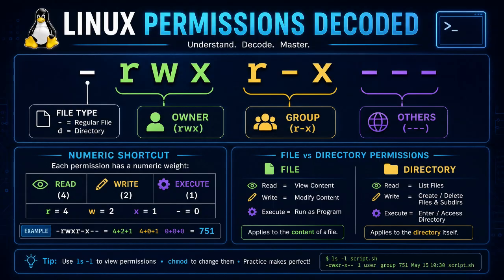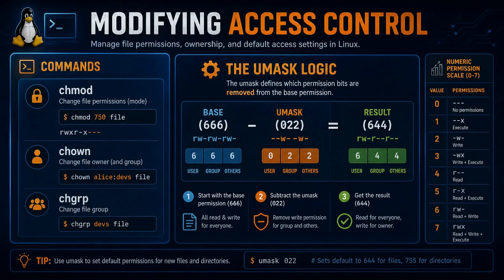Add up whichever letters are present in each of the three groups, owner, group, other, and you get 1 digit per group. 3 digits total, and that's the number you hand to chmod. On screen, you can see exactly how that works. The string read-write-execute, read-execute, read-dash breaks into 3 groups, each letter's point value stacks up underneath it, and the 3 totals come out to 7, 5, 4, chmod 754.